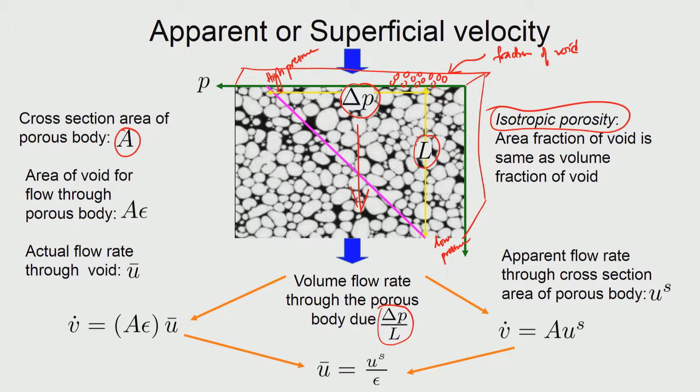So, if that was true, then A epsilon would be the area of the void through which the flow can take place. A into 1 minus epsilon would then be the area of the solid through which the flow cannot take place. So, we now look at the entire volume of the fluid that can go through this body and see how it can be represented. It can be represented in two different ways.